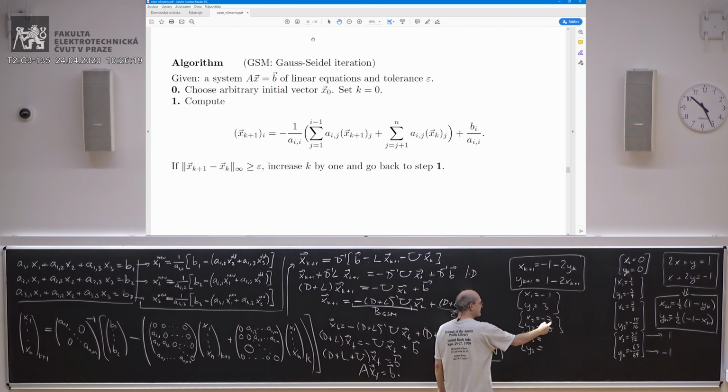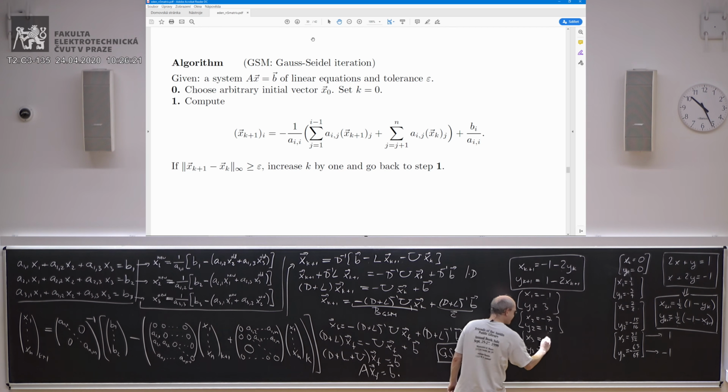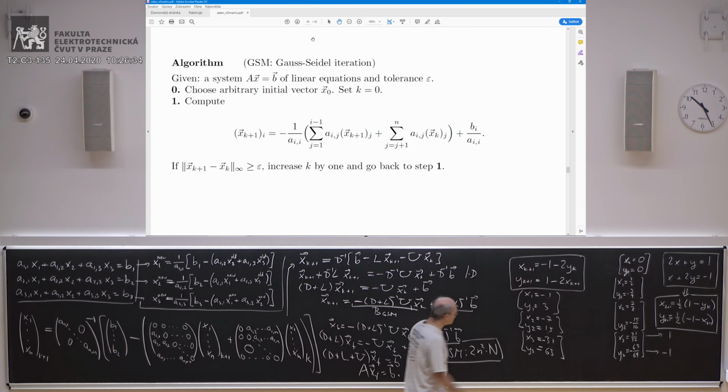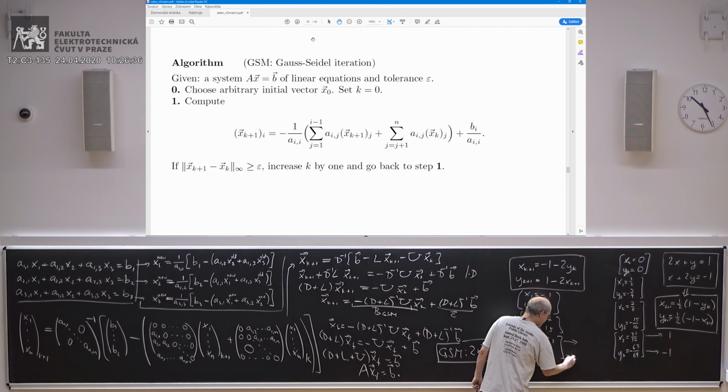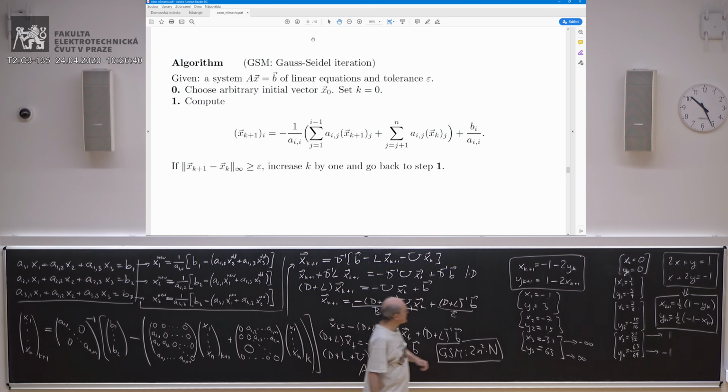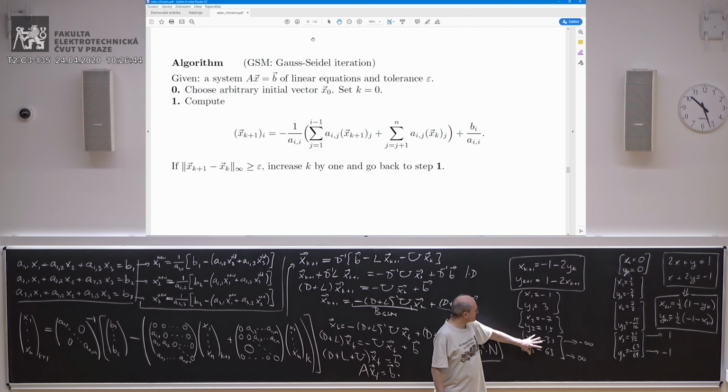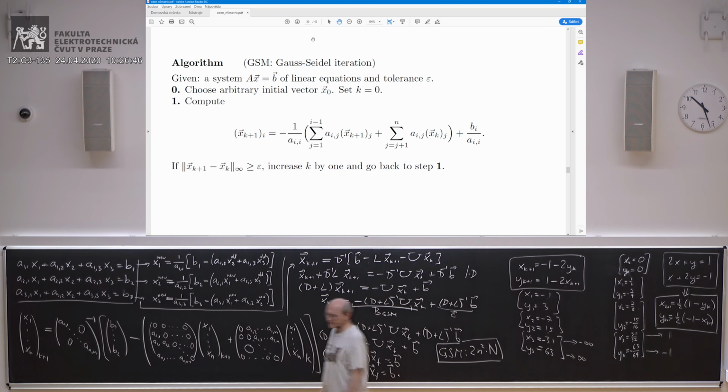Let's see. x3, 15, put it here, 31, with minus sign. 31, put it here, 63. So we can see that both numbers actually seem to go to negative infinity and infinity, respectively. And again, the Gauss-Seidel iteration seems to be going this much faster than the Jacobi method.